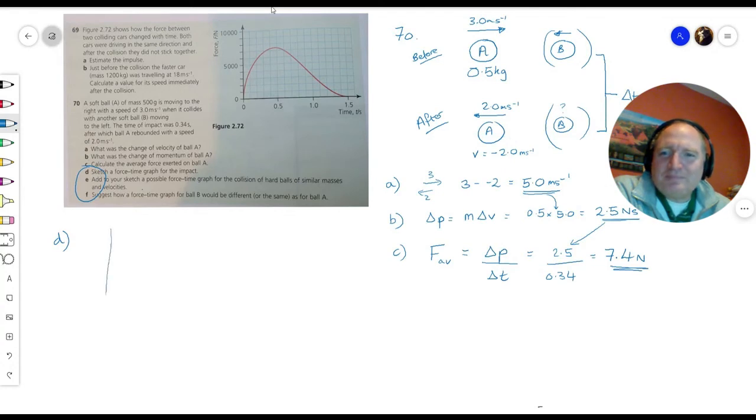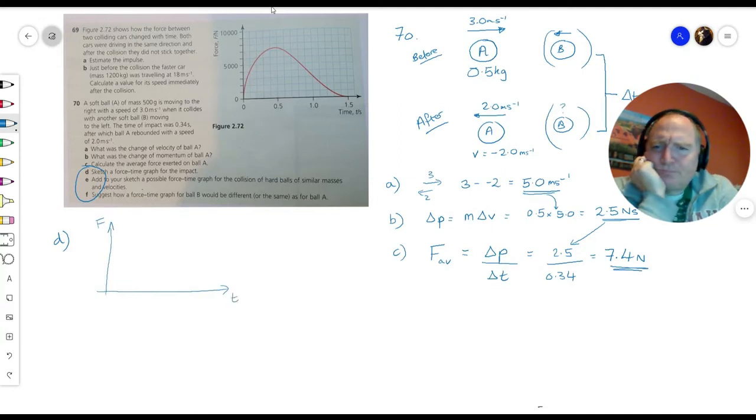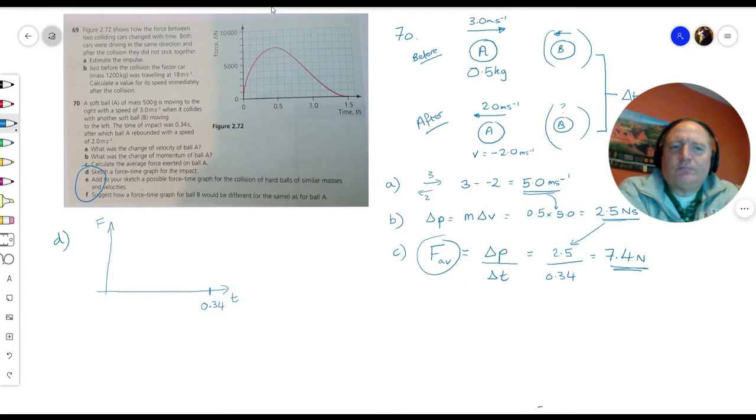So we need a force time graph. I'll just get some axes. Force on the y-axis. Time on the x-axis. Right, so for that impact, what do we know? Well, we know that the whole thing, so we need to put labels on this, the whole thing took 0.34 seconds. Cool. Okay, we've calculated an average force. That means that that wasn't constant, and there must have been times where the force was bigger than that and times where the force was smaller than that.